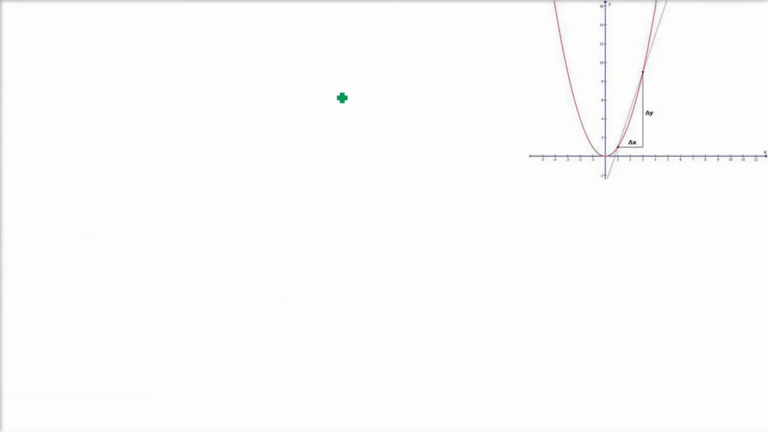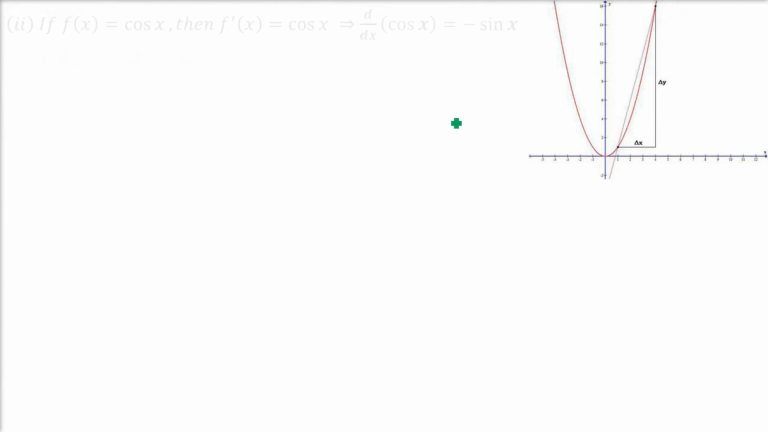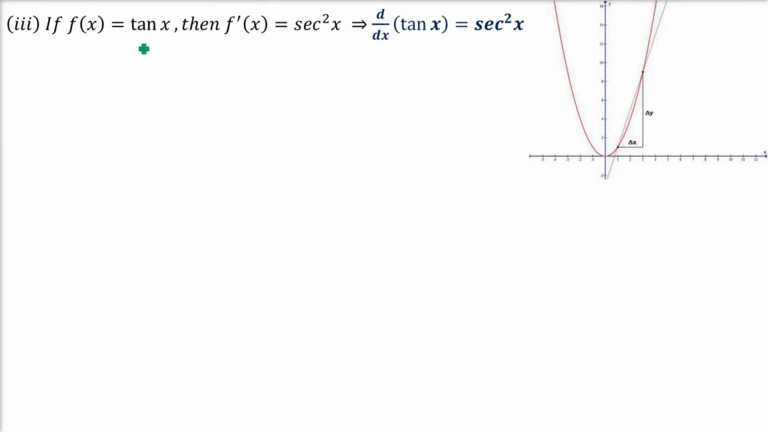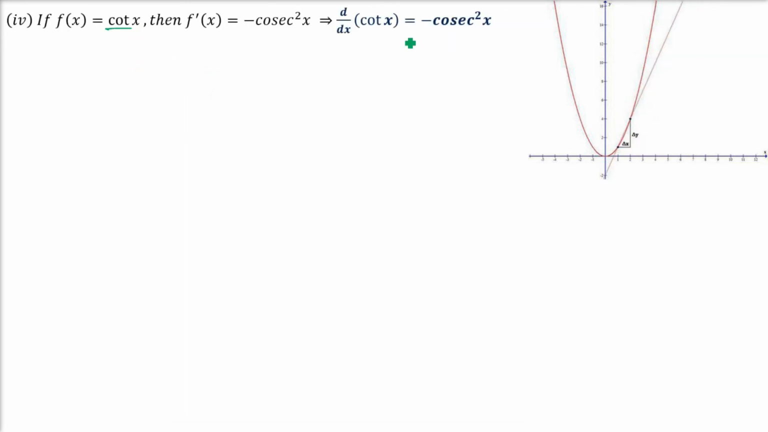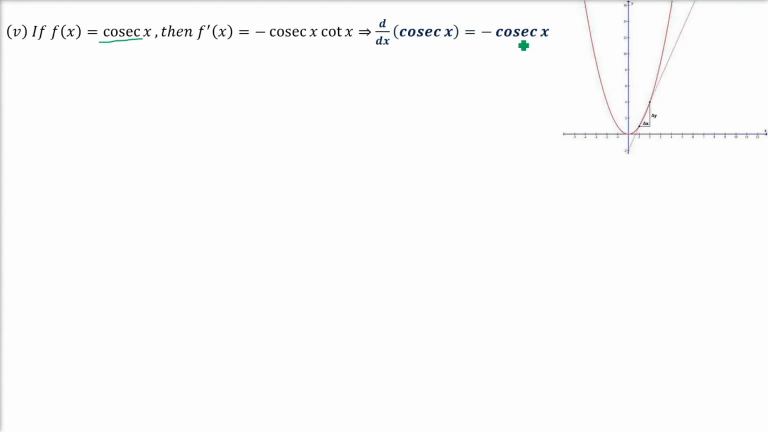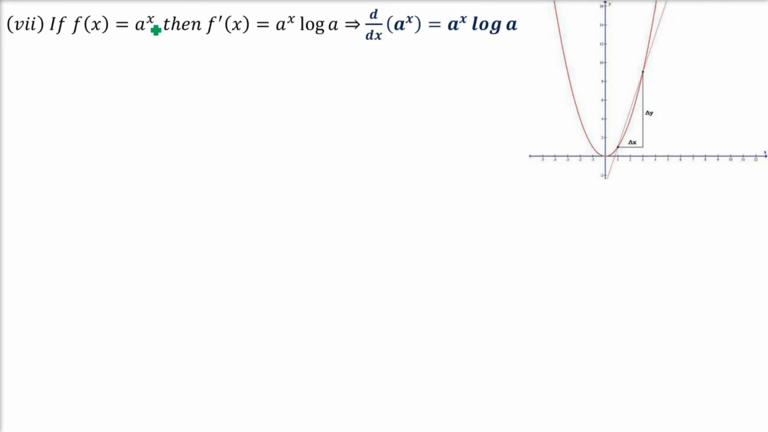There are certain standard results which I am going to tell you. The differentiation of sin x is cos x. The differentiation of cos x is minus sin x. The differentiation of tan x is sec square x. The differentiation of cot x is minus cosec square x. The differentiation of cosec x is minus cosec x cot x. Then we have e to the power x. There is no change. Differentiation of e to the power x is e to the power x only. Differentiation of a to the power x is a to the power x log a. The base is now e.